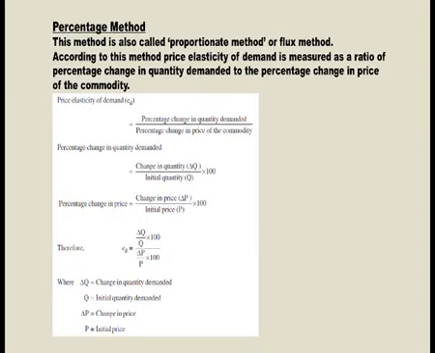Therefore, we get the formula like this. Elasticity of demand is denoted by ED. ED is equal to delta Q by Q into 100 divided by delta P by P into 100. Here, delta Q stands for change in quantity demanded, Q initial quantity demanded, delta P change in price and P initial price. So we get the formula like this, delta Q by Q into P by delta P. This is the formula for calculating price elasticity of demand by percentage method or proportionate method.